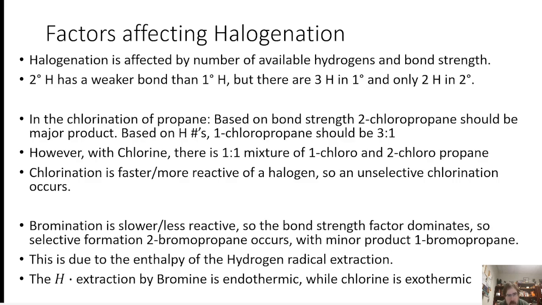And this is due to the enthalpy of the hydrogen radical extraction. The first step is always endothermic. Well, actually, sorry, I spoke wrong. The hydrogen extraction by bromine is an endothermic process, while chlorine is exothermic. So if I jump back to my diagram real quick.